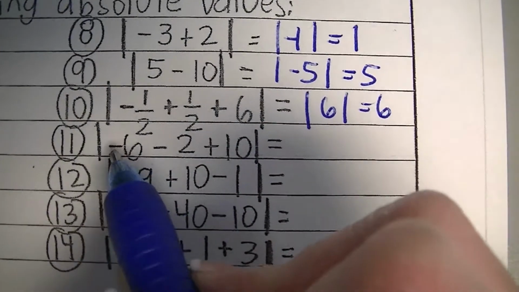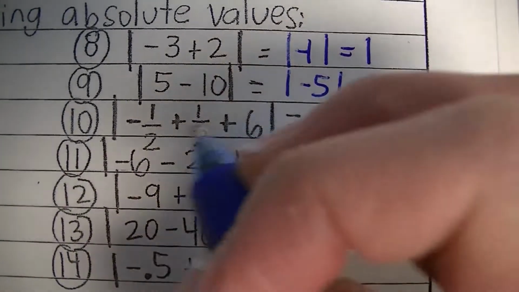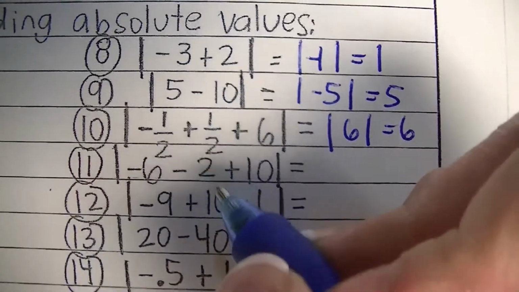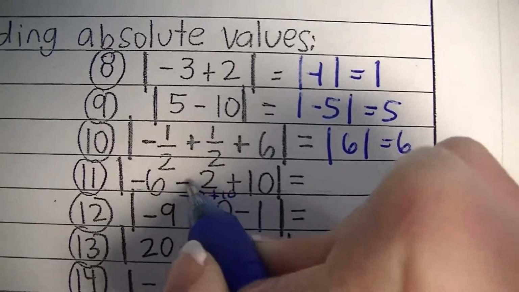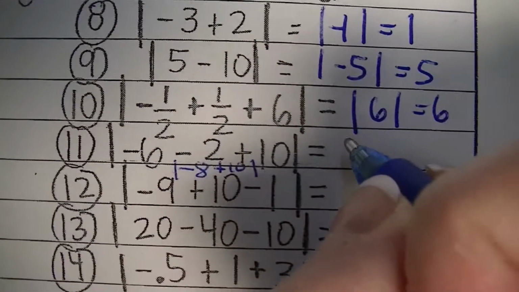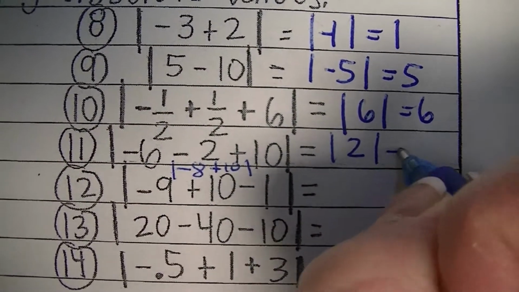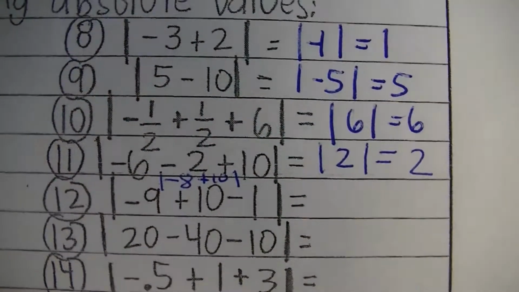Okay, on number 11, we have the absolute value of -6 minus 2 plus 10. So when I start off with this, I'm going to start with -6 minus 2, which is -8. And then I just add 10 to that. So we have -8 plus 10, which is 2. So this is really the absolute value of 2. And the absolute value of 2 is 2, because 2 is 2 units away from 0.